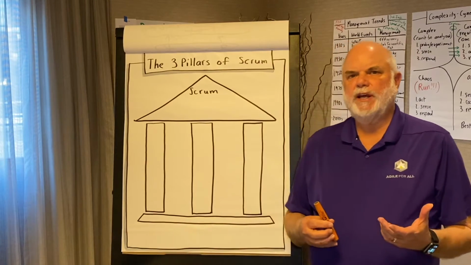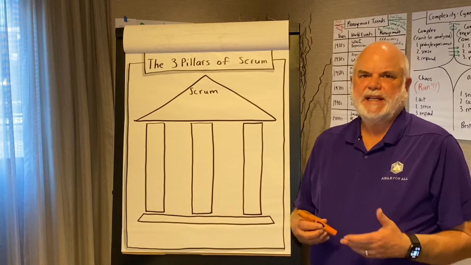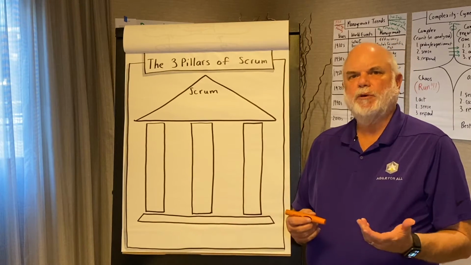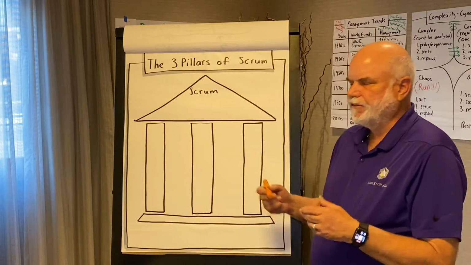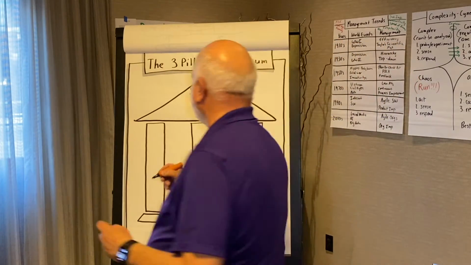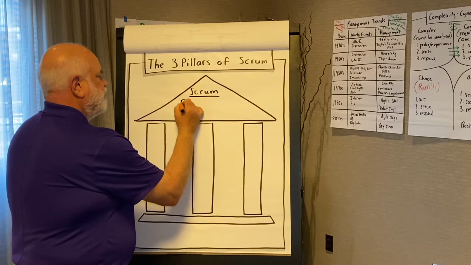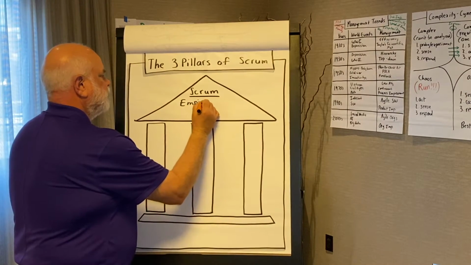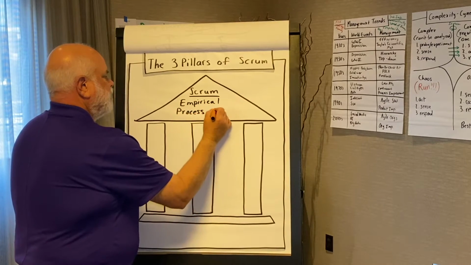So to start off with, we have to recognize where Scrum started. The start of Scrum was actually from a place called empirical process control, or empiricism. So I'm going to use this flip chart to help me describe this. So Scrum is founded on empirical process control.